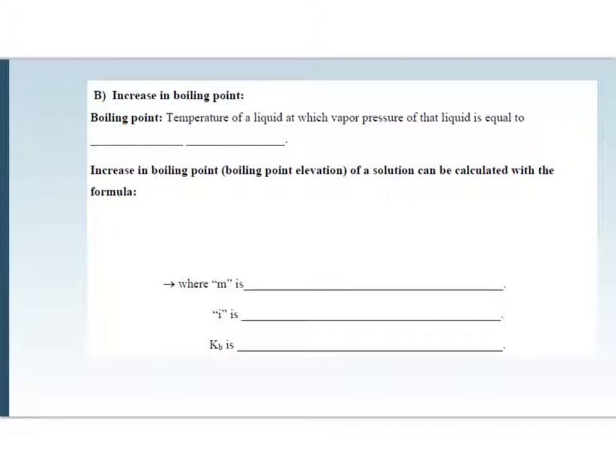Increase in boiling point. The boiling point means the temperature of a liquid at which the vapor pressure of that liquid is equal to atmospheric pressure. This is the definition of boiling point. So you can calculate the increase in the boiling point like this: delta T is equal to Kb times molality times i here. So what are those? m is the molality.